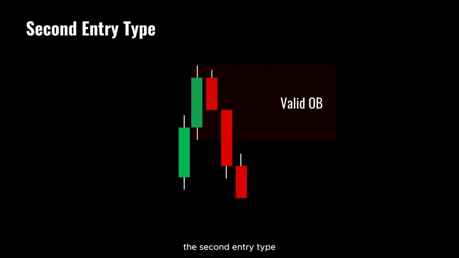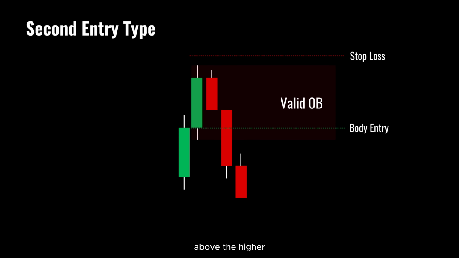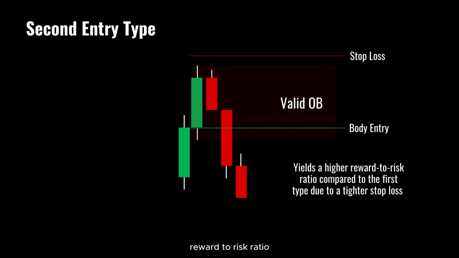The second entry type, known as the body entry, entails placing trades based on the candle body. Upon identifying a valid order block, the entry is made at the candle body. Stop loss for sell positions is set a spread size above the higher wick of the order block. This method often yields a higher reward-to-risk ratio compared to the first type due to a tighter stop loss. However, it carries a slightly elevated risk of missing profitable trades if price only touches the order block's wick without triggering the order.